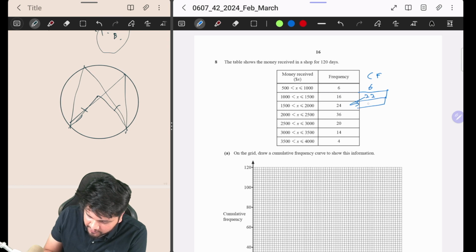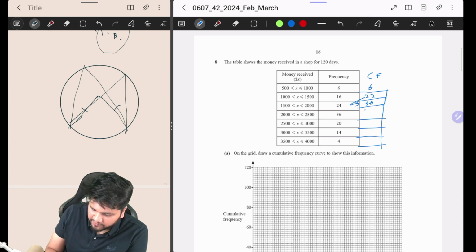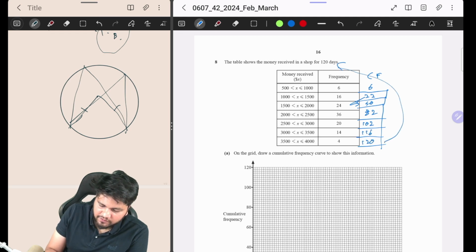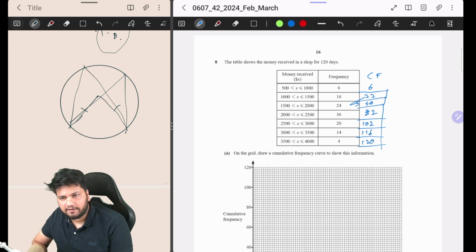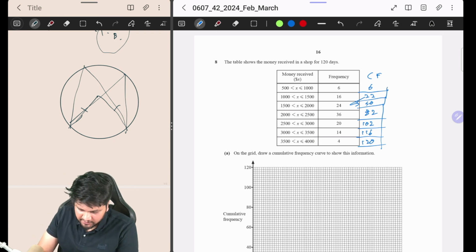Then we add 24 to this one, 22 plus 24 is 46. Then we add 36, so 46 plus 36 is 82. Then we add 20, 102. Then we add 14, it's 116, and then 120. If the sum is 120, then we are right. Otherwise you made an error, so just check again if you are making a mistake.